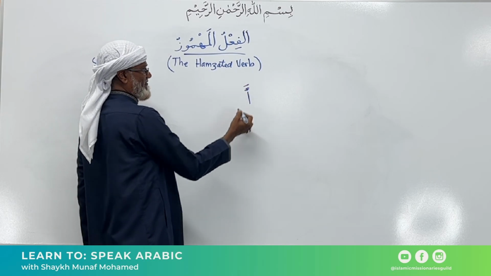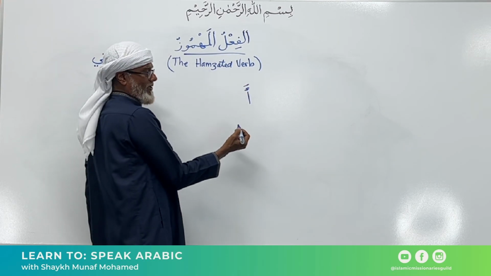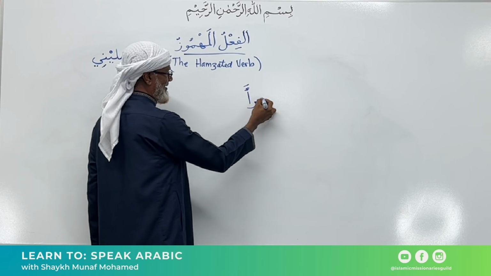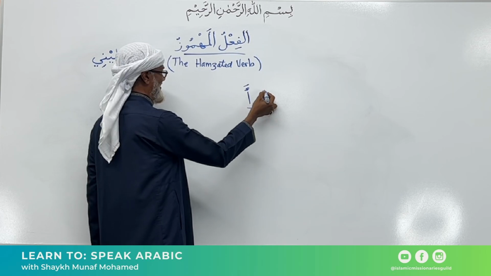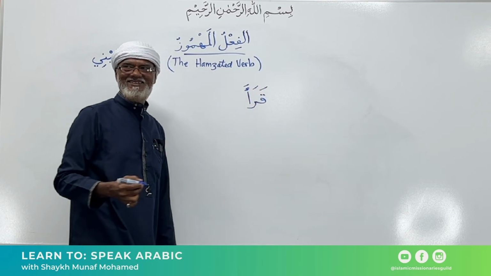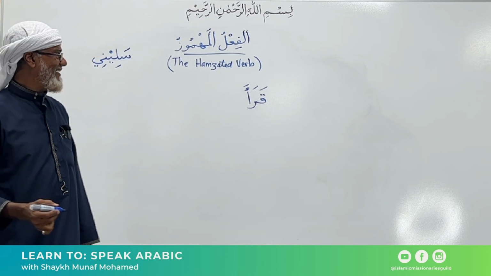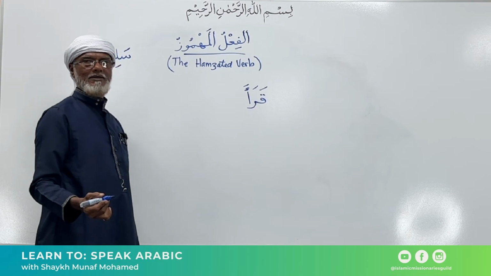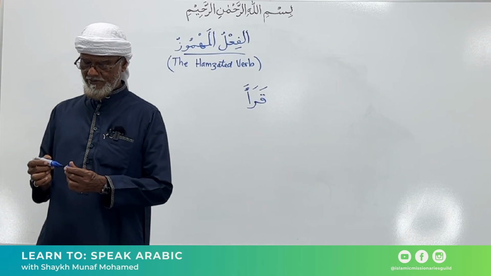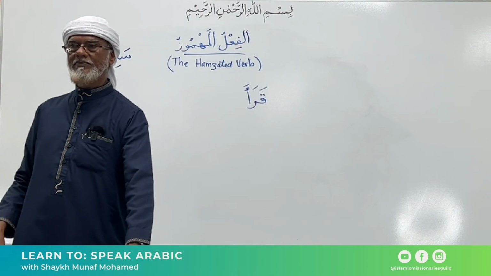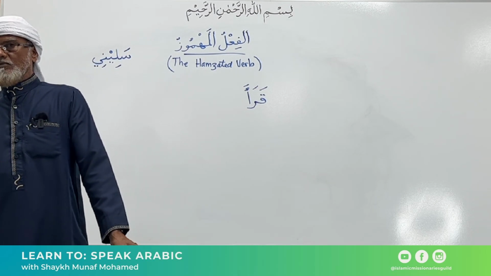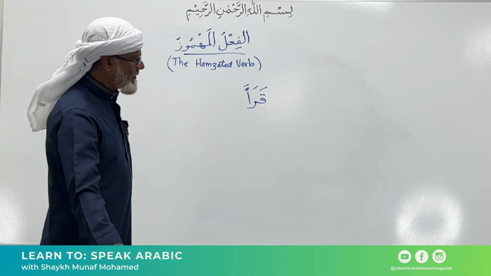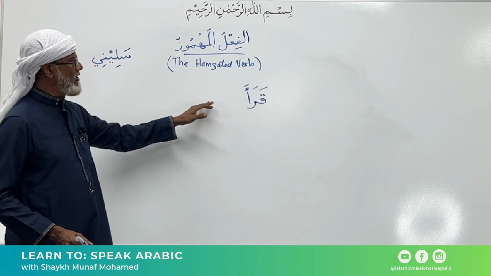That is the last letter of the verb. I'm writing backwards now. قرأ. All right? قرأ. Okay? قرأ. قرأ means he read. Look at the conjugation.